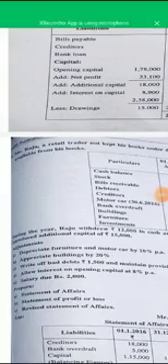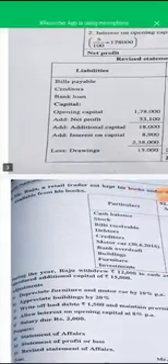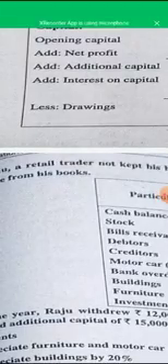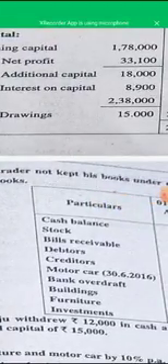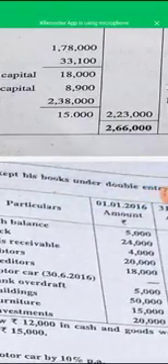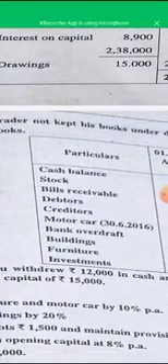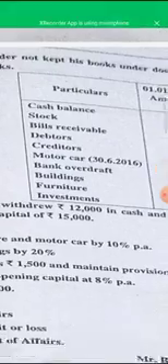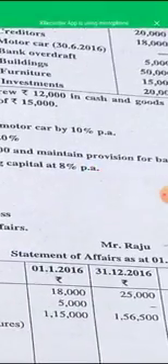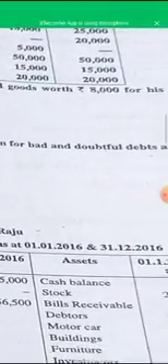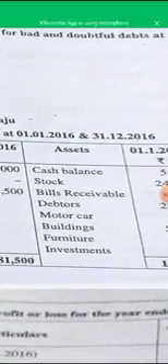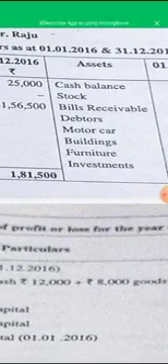Students, the problem is given to you. That is Mr. Raju. He is a retail trader and he has not kept his books under double entry system and he'll have to prepare the final accounts. So first write statement of affairs as on 1/1/2016 and 31/12/2016. Leave 10 lines. Get the page folded.